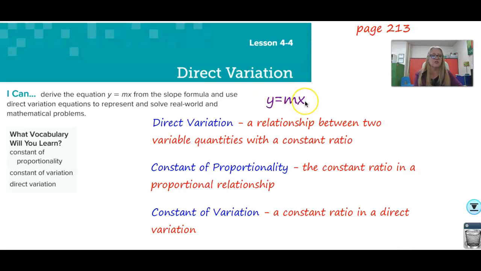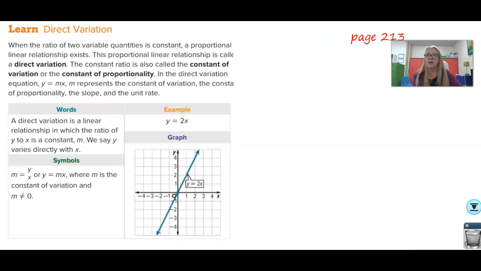This is called a direct variation. It will always go through the origin, (0, 0), and then it goes up at some rate. Constant of proportionality and constant of variation are really scary ways of saying slope. And direct variation is a really scary way of saying a graphable equation. Okay, so here's what we have.